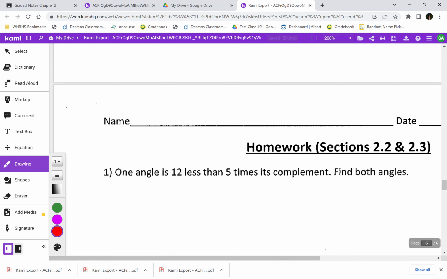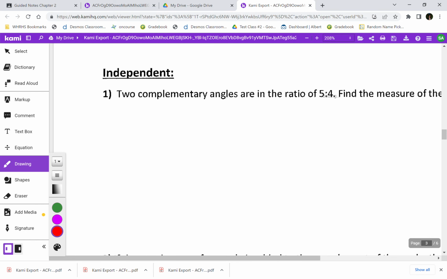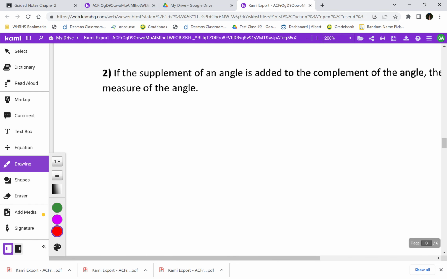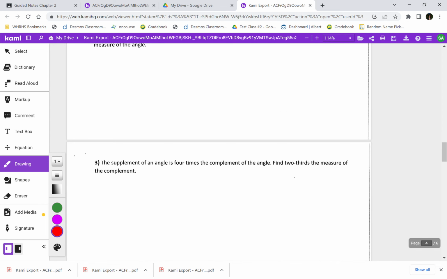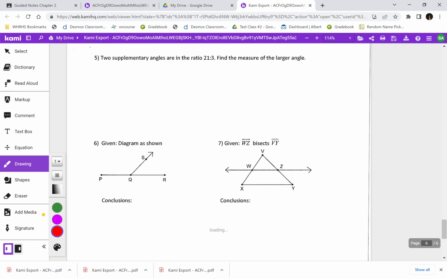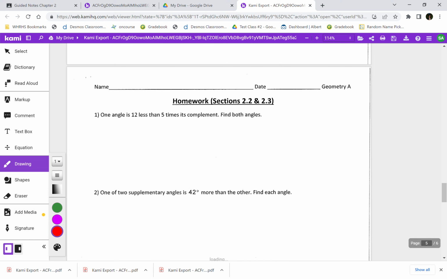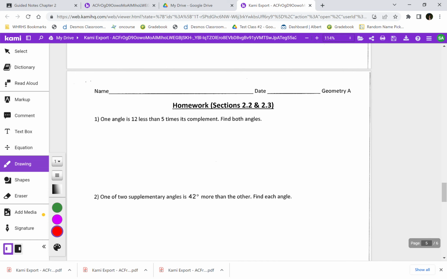Your homework tonight is to finish the independent practice. So that means 3 word problems. In addition, you must do the homework attached to this, 2.2, 2.3.